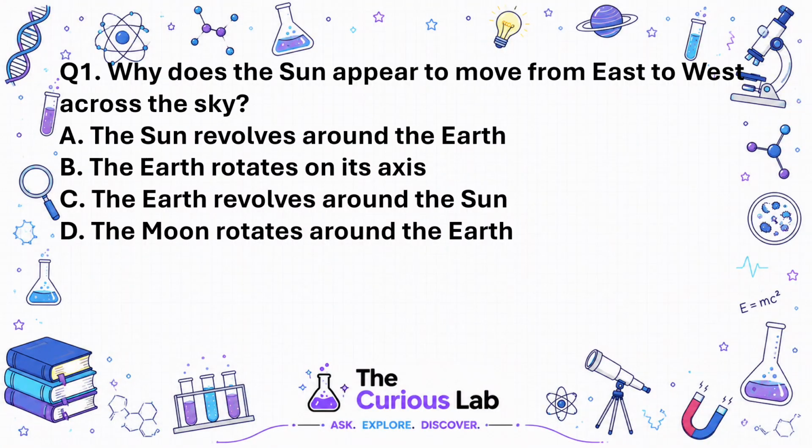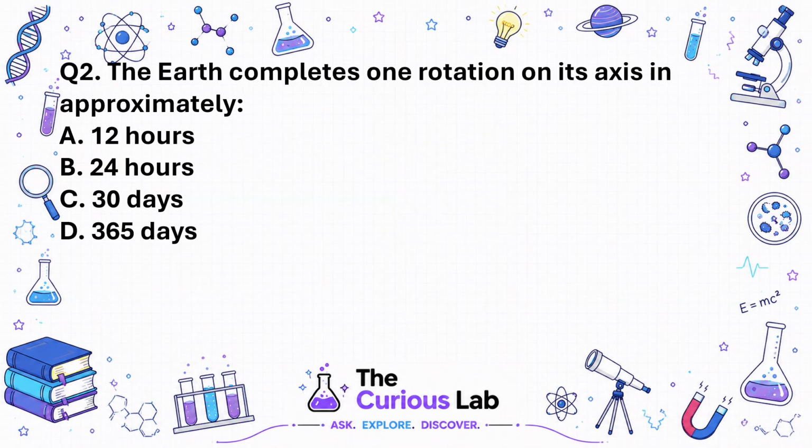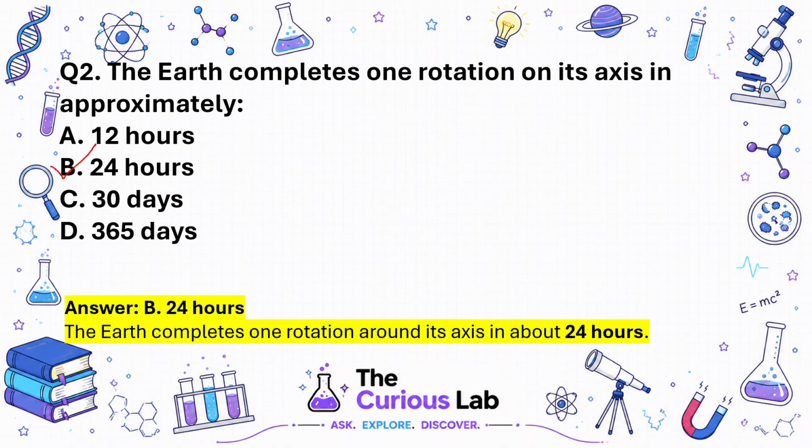Let's start. The first question says, why does the sun appear to move from east to west across the sky? We know that the sun appears to move from east to west because the earth rotates on its axis. So the correct answer is B. Next question. The earth completes one rotation on its axis in approximately, the answer is 24 hours.